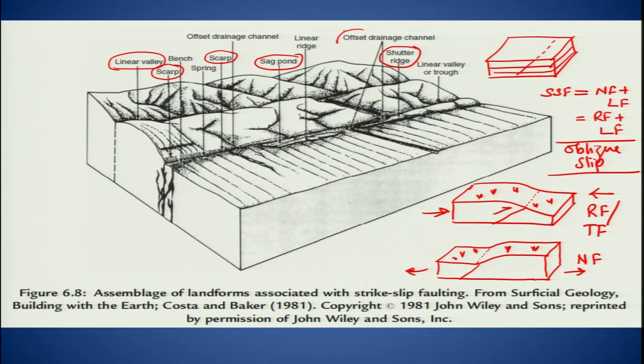So, these are a few geomorphic markers which are extremely important, which I'll put as a box here. These are the linear valley, scarp, sag ponds, and then offset of drainage, and the shutter ridges. Okay. So, these are some very important parameters to differentiate between the different types of movements, whether it is reverse fault, normal fault, or strike slip fault.